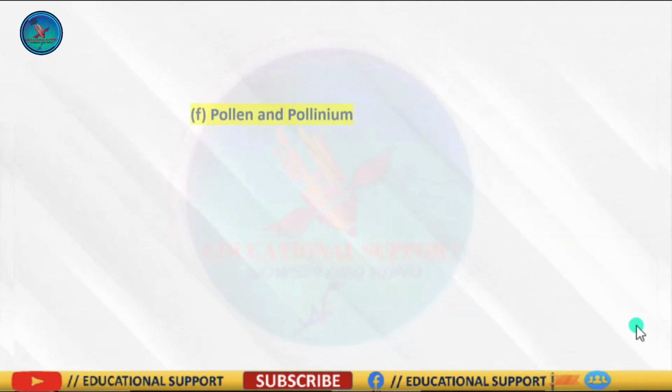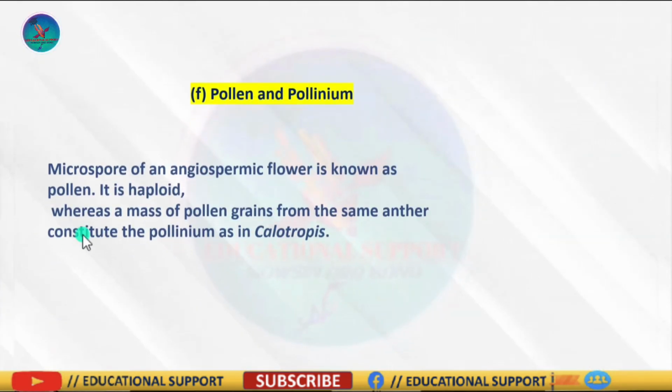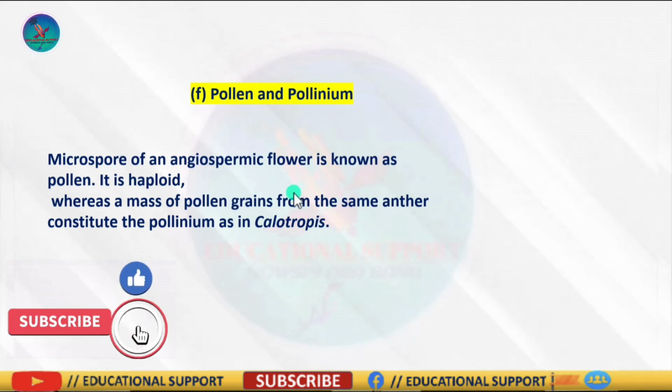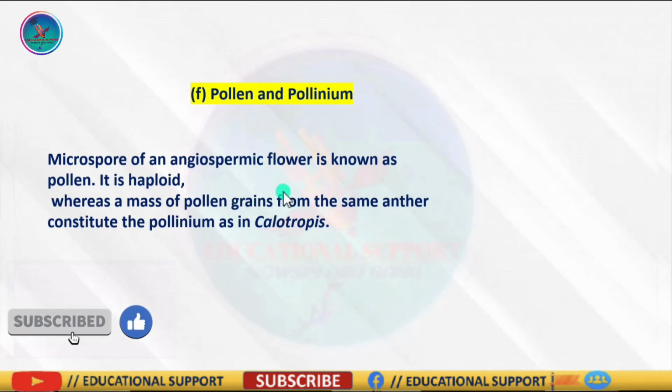Next difference is pollen and pollination. The microspore of an angiospermic flower is known as pollen, you know that, and it is basically haploid. But the pollen grains from the same anther constitute the pollinium, as in Calotropis. So this is the basic difference.